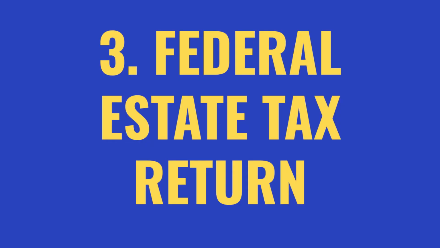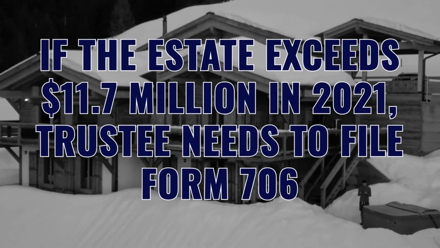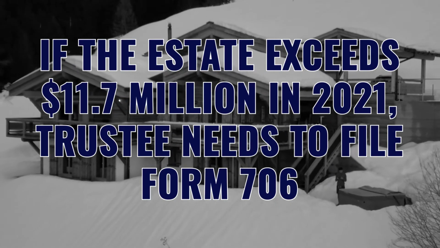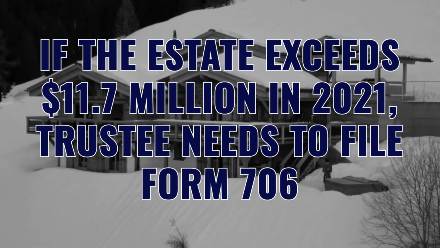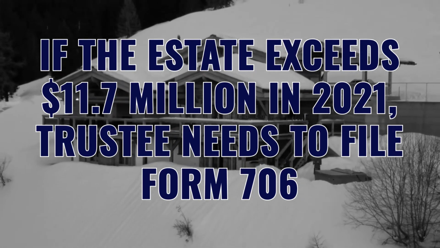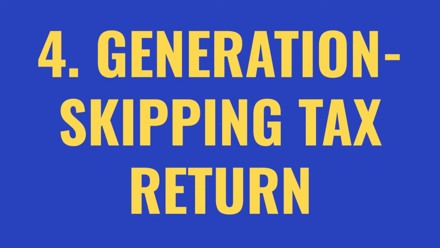Third, the federal estate tax return. If the gross estate exceeds $11.7 million in 2021, then the trustee will need to file a Form 706 tax return. As trustee of the trust, you are personally liable for filing the estate tax return and paying any tax due. When you file your return, you can protect yourself from this liability by requesting early determination of the tax and discharge from personal liability.